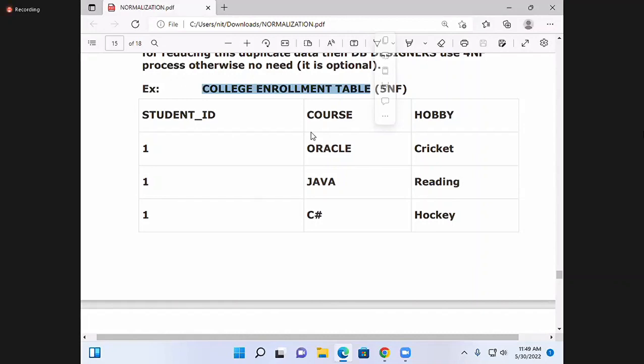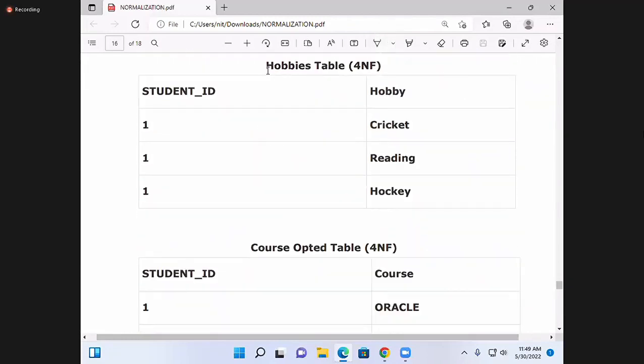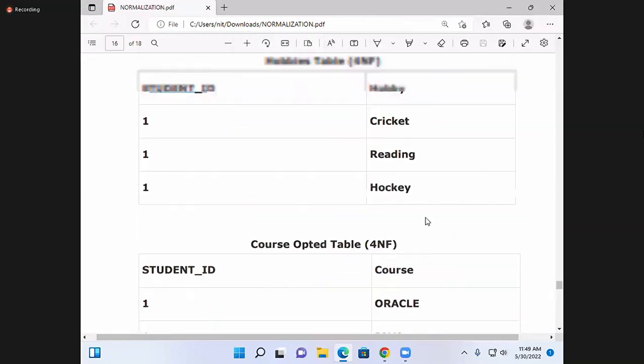So then I want to decompose, that means split this table into multiple tables. Now how do you divide? One table I divide as the hobbies table, and one table as the course opted table. So now we can see the hobbies table: student ID, hobby; and the course table: student ID, course.